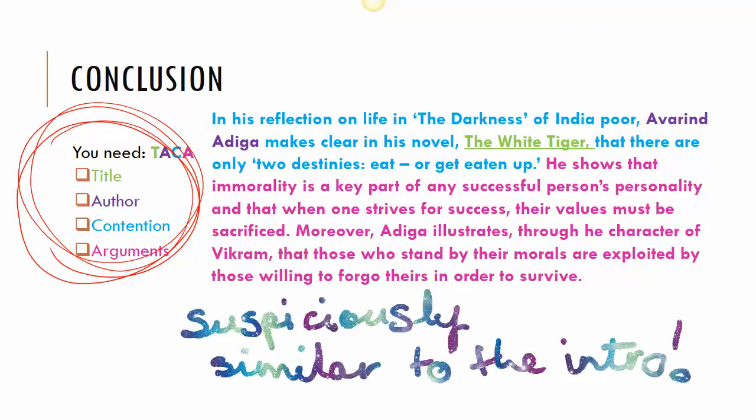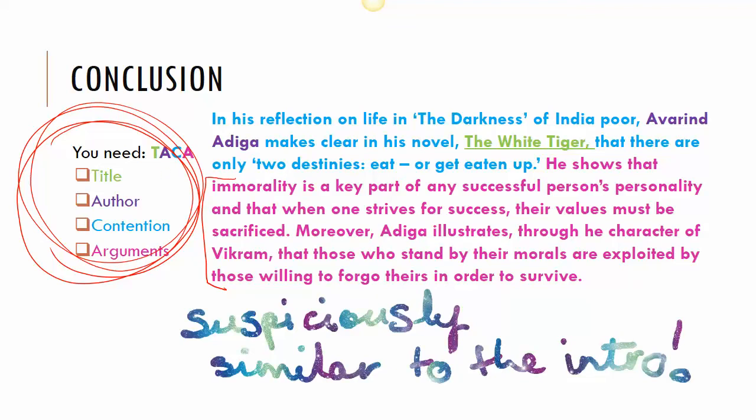In his reflection on life in the darkness of India's poor, Arvind Adiga makes clear in his novel The White Tiger that there are only two destinies: eat or get eaten up. He shows that the immorality is a key part of any successful person's personality, and that when one strives for success, their values must be sacrificed. Moreover, Adiga illustrates through the character of Vikram that those willing to stand by their morals are exploited by those willing to forgo theirs in order to survive. Okay, so there are my arguments.